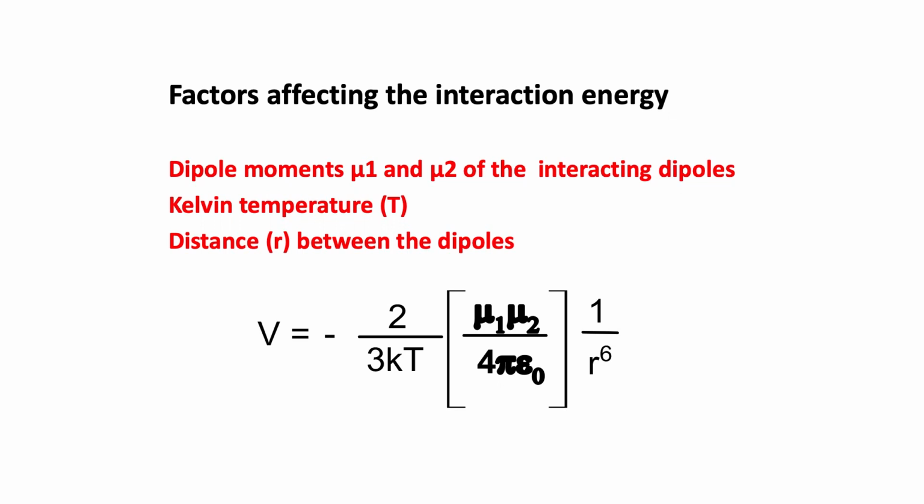The interaction energy, that is the potential energy V of the dipole-dipole interaction, depends upon the dipole moments mu1 and mu2 of the interacting dipoles. The more polar the molecule, the greater will be its magnitude. Further, it is inversely proportional to Kelvin temperature and to the 6th power of distance between the dipoles. It is given by the equation V = -(2/3kT) (mu1 mu2 / 4 pi epsilon 0) (1/r^6).